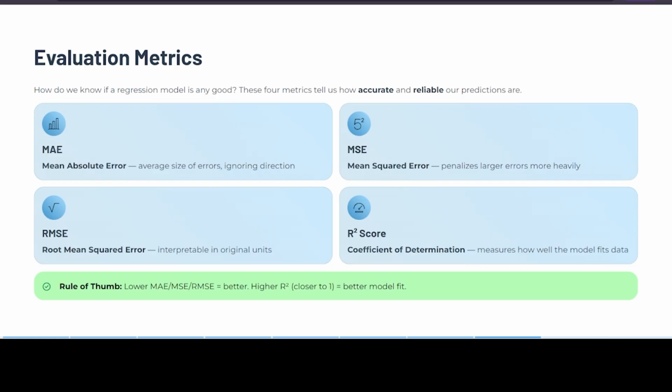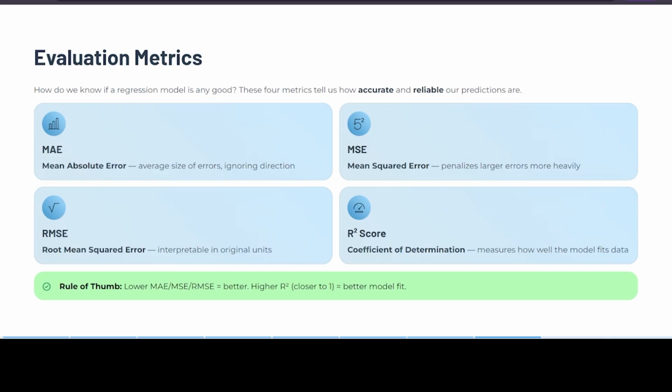Now imagine another prediction. Actual price is 50 lakhs. The model predicts 90 lakhs. That's a huge error. Why? Because the evaluation metrics simply measure how far our predictions are from the actual values. The most common metrics are MAE, MSE, RMSE, and then R square score.